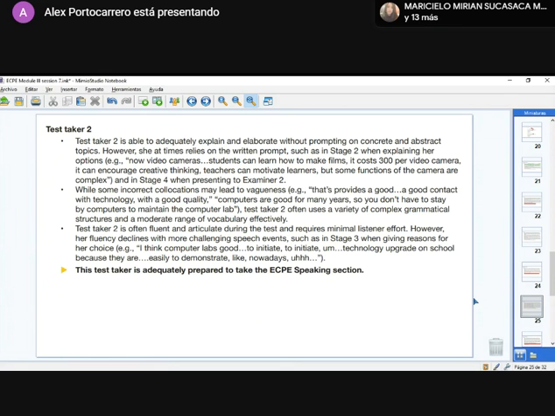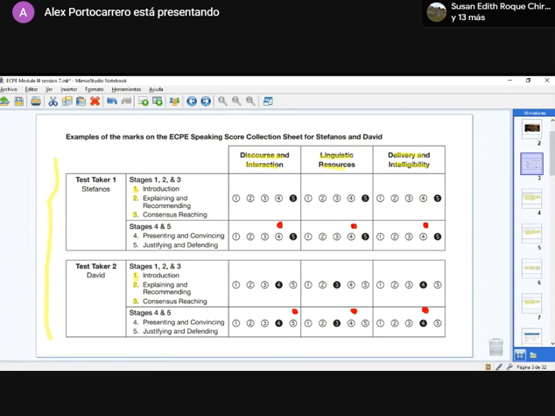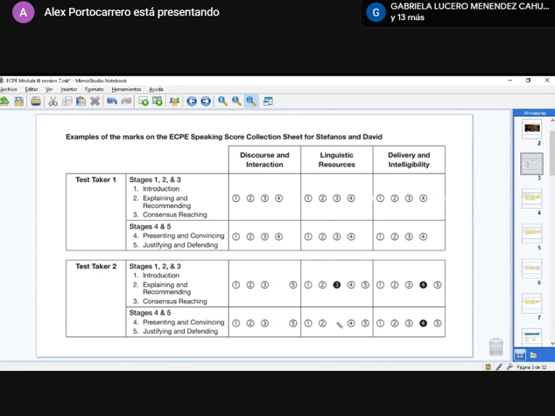So now you're gonna practice this. You're gonna determine how two test takers are doing, right? Remember, prepare a pen or a pencil and a piece of paper and elaborate something like this, right? We're gonna have two other people that are not Stephanos nor David, right? And you have to see what score you're gonna give these two people, right? So please take a minute and prepare your scoring sheet.